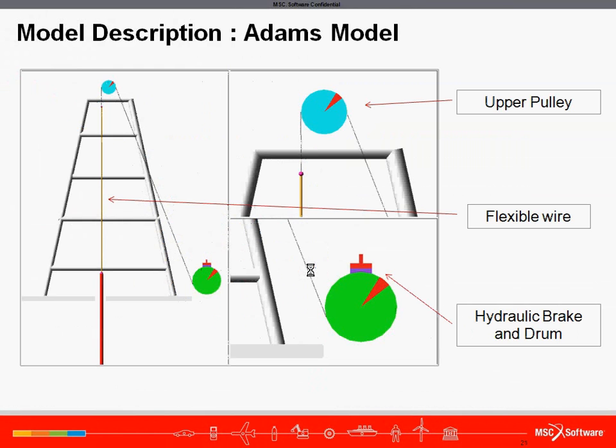Here's a picture of the Adams model. You see the derrick with a pulley on top guiding the wire attached to the red pipe going down the hole. The lower portion of the wire next to the pipe is modeled as flexible wire. The other end of the cable is wrapped around the braking drum. The hydraulic brake is shown on top of the drum. The hydraulic system pressure exerts the braking force on the drum, thereby slowing the pipe's descent into the hole.